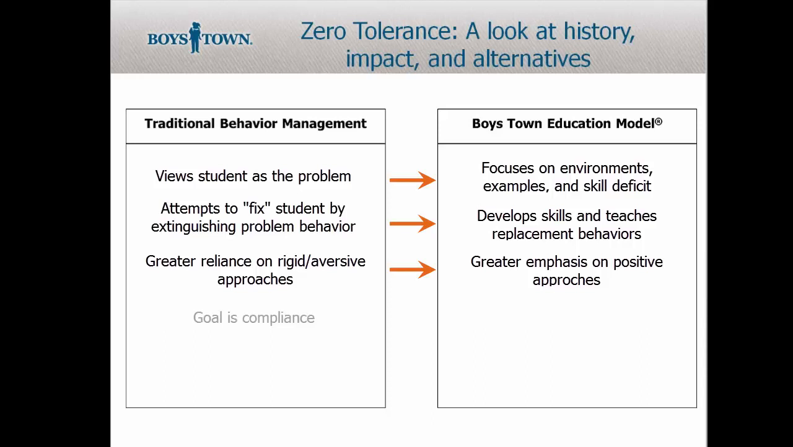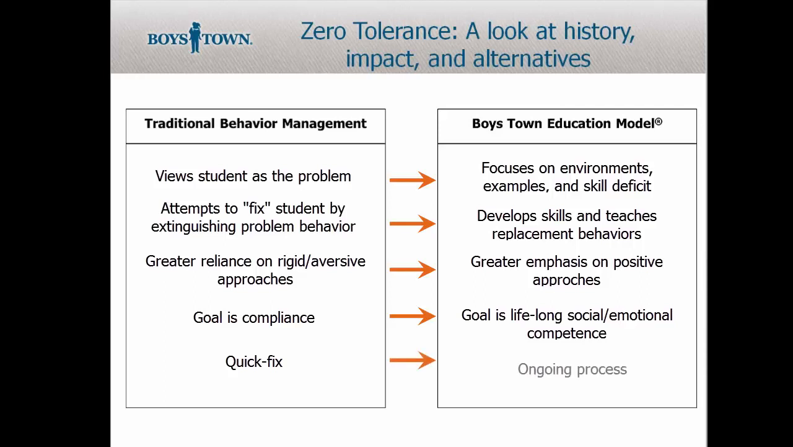With traditional behavior management, the goal is compliance. We want them to stop that behavior immediately because we said so. But that doesn't help to develop that lifelong social emotional competence that we want to increase in our students. Traditional behavior management is looking at it as a quick fix. There is no silver bullet, I'm sorry to tell you. There is no quick answer, quick fix for shaping behaviors or changing behaviors. It really is an ongoing process.